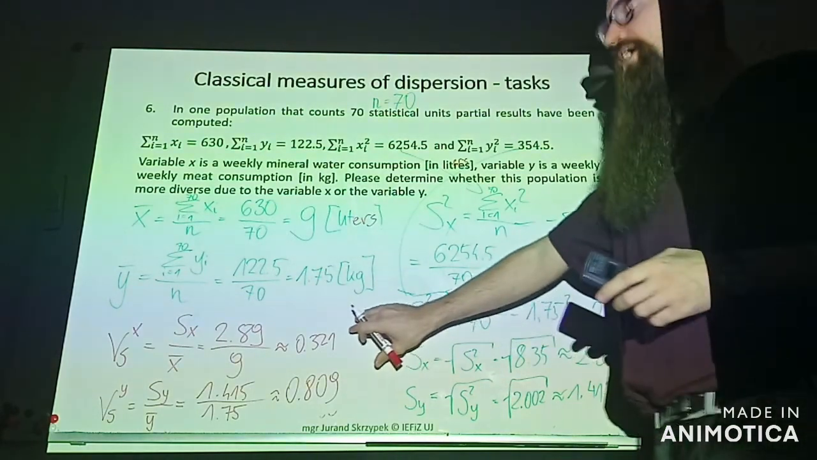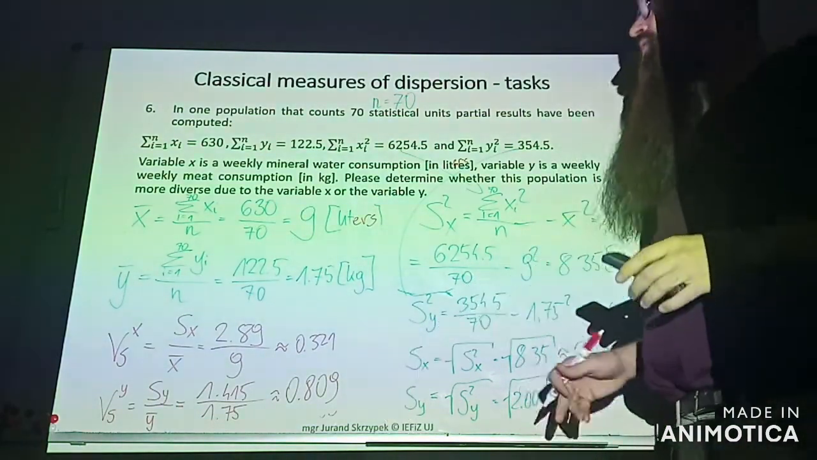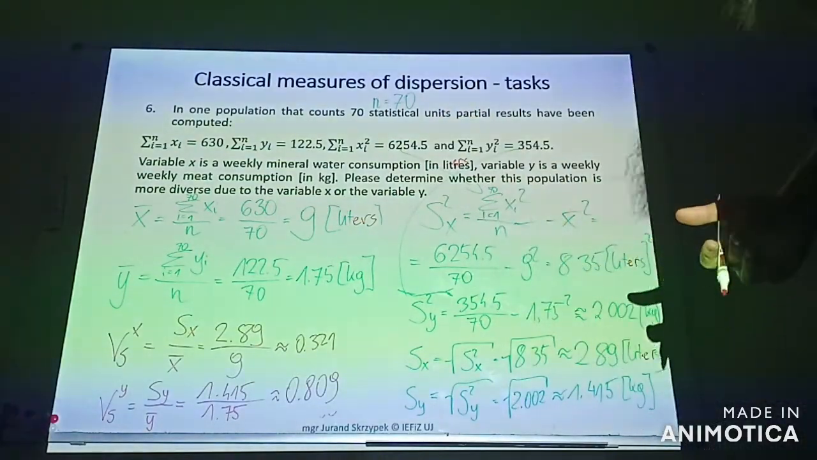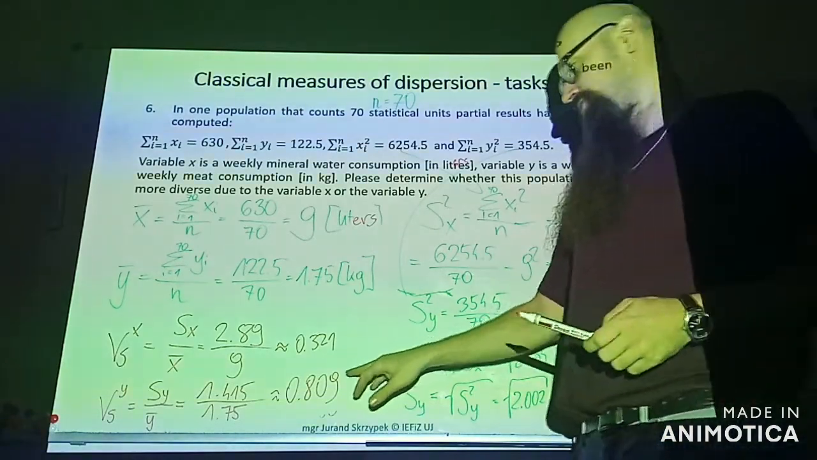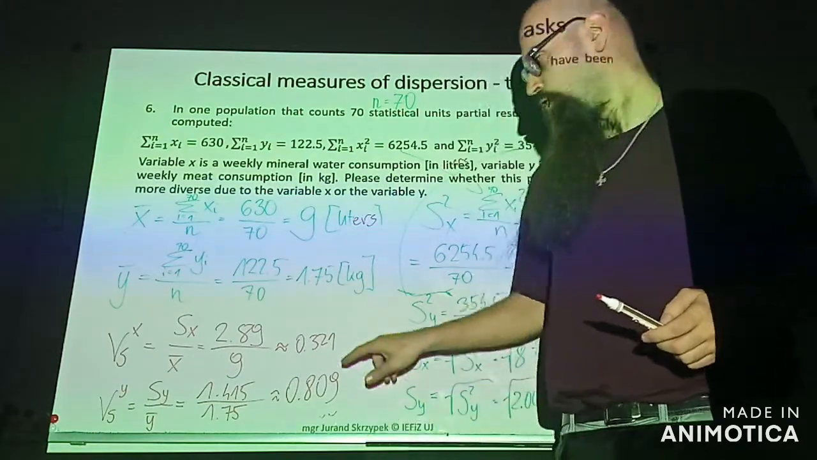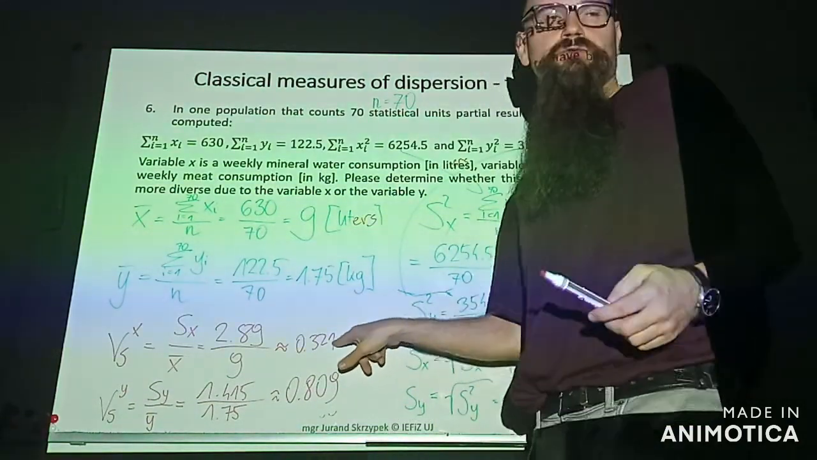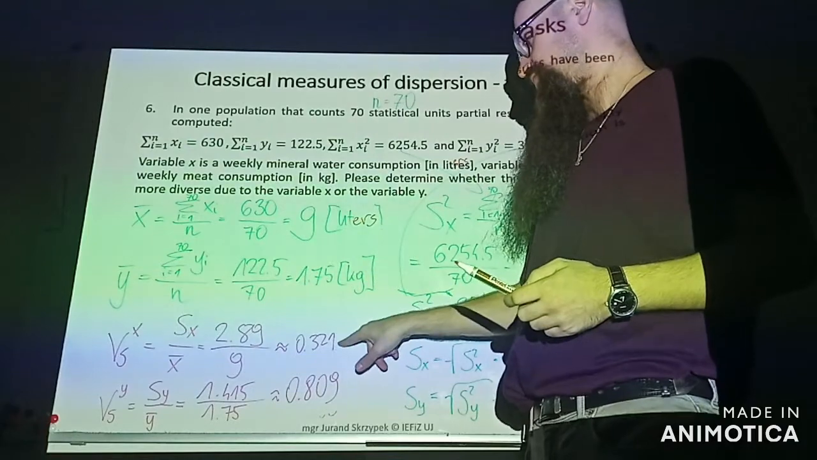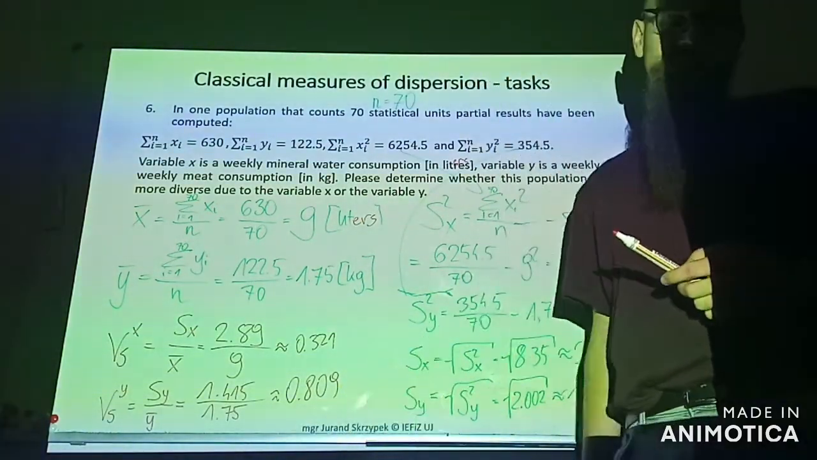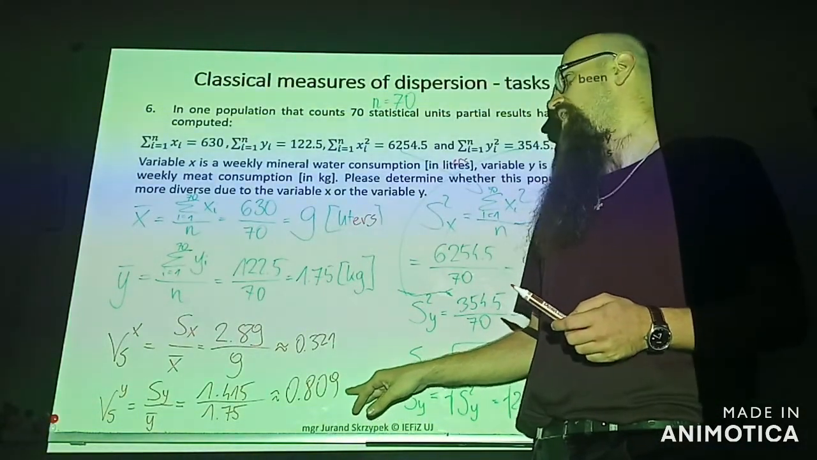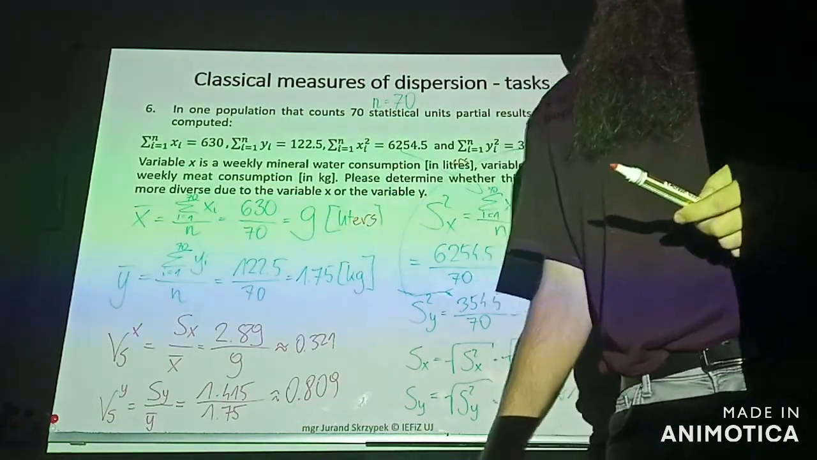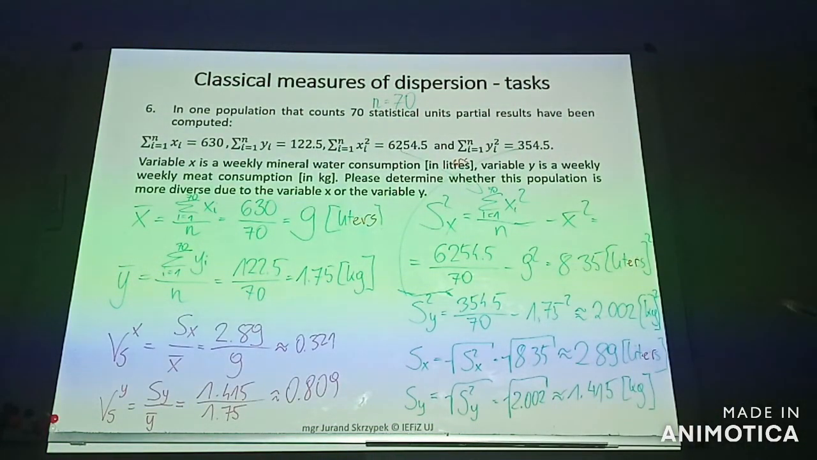It is what we expected here. So the main conclusion: this population and we actually are more differentiated in respect of weekly meat consumption. We are more similar to each other if we are talking about weekly mineral water consumption. We are more different from each other when we talk about weekly meat consumption. Thank you.